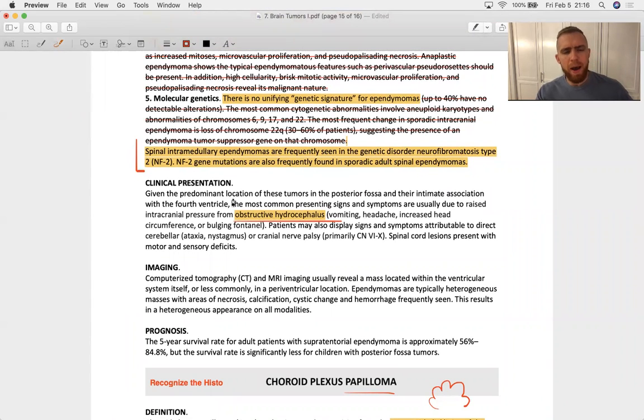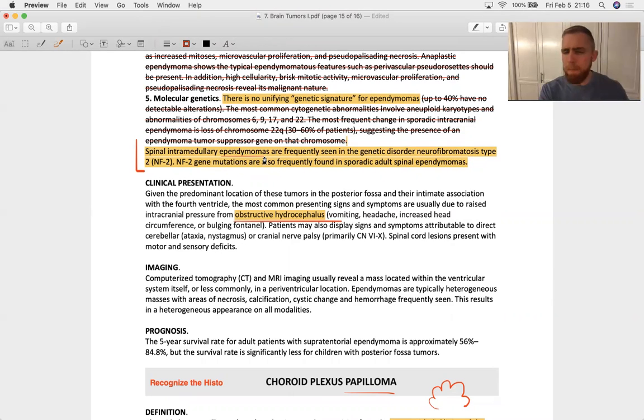Important details: spinal intramedullary ependymomas are more frequently seen in the disorder neurofibromatosis type 2. So the one big characteristic of NF2 is the bilateral acoustic schwannomas at the cerebellopontine angle. That's just a Schwann cell tumor. The Schwann cell functions to myelinate the peripheral nervous system. And if one of those turns cancerous, right there at the cerebellopontine angle, you're going to get some deafness, some sensory neural hearing loss. And that NF2, that's really all you want to know about it.